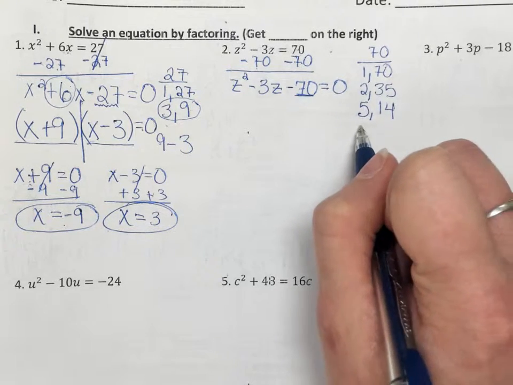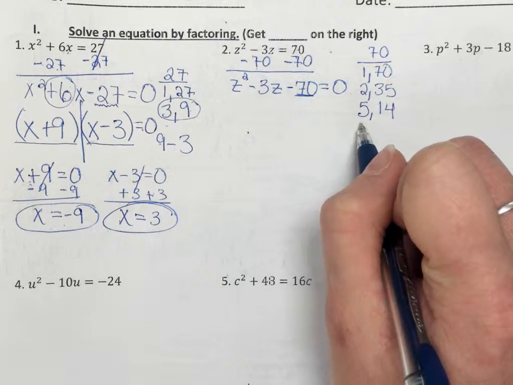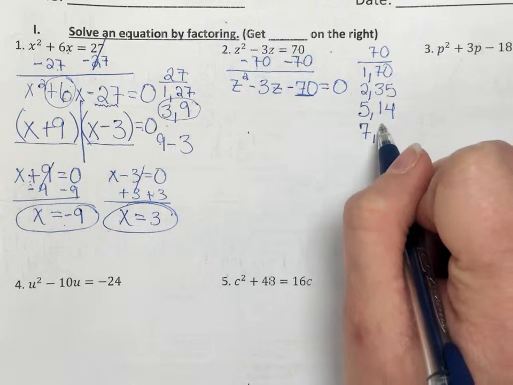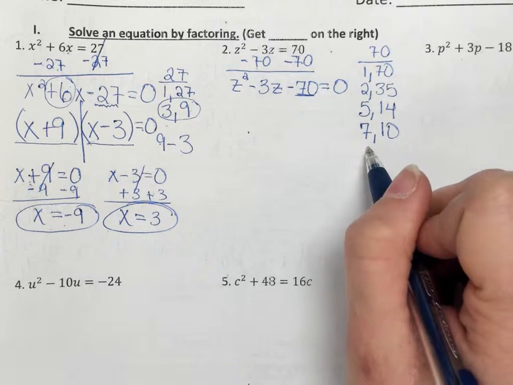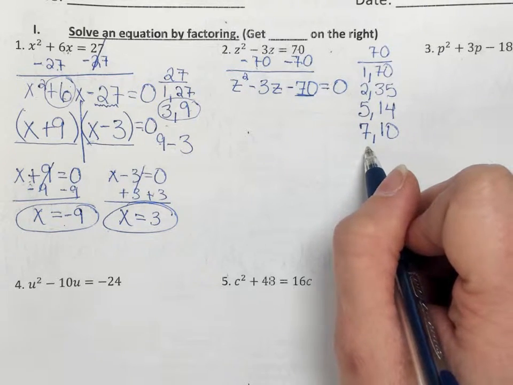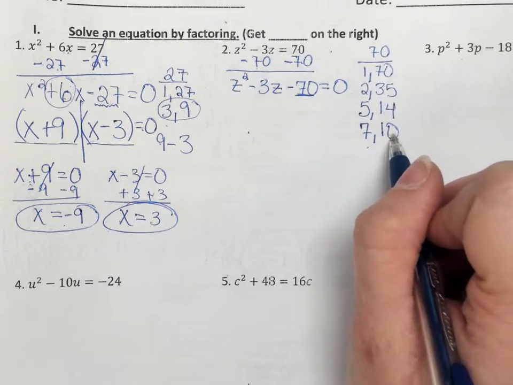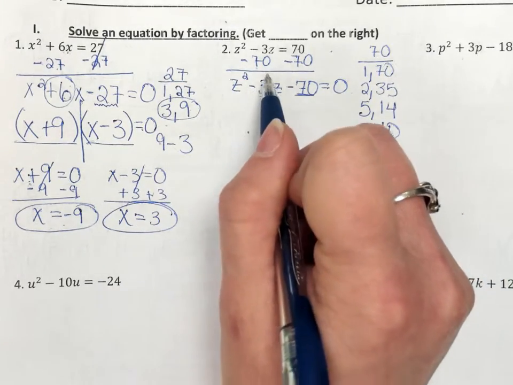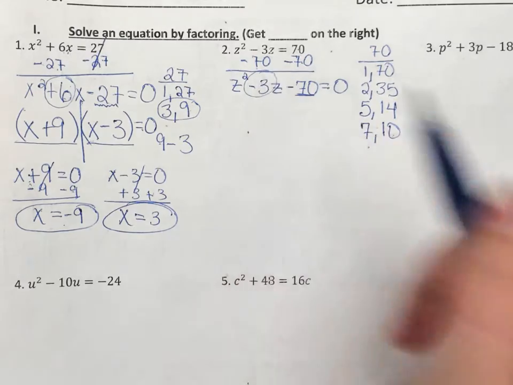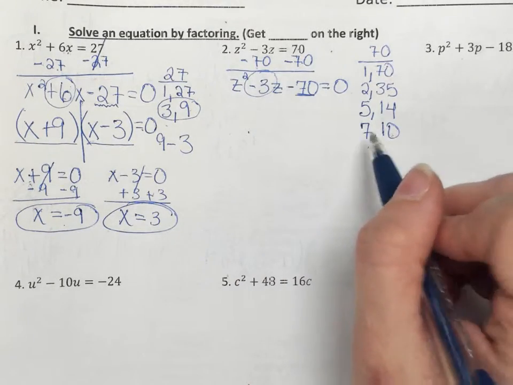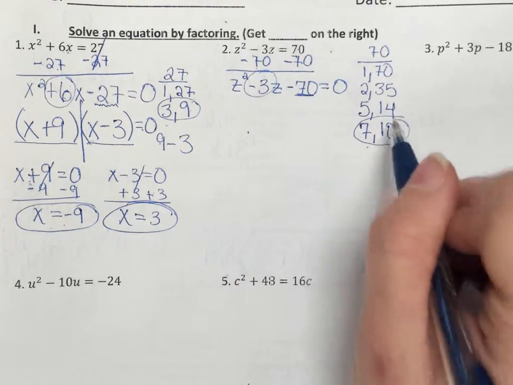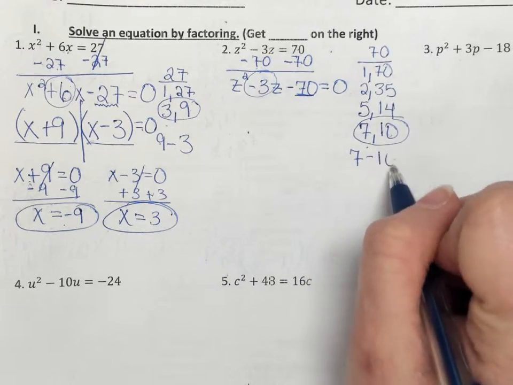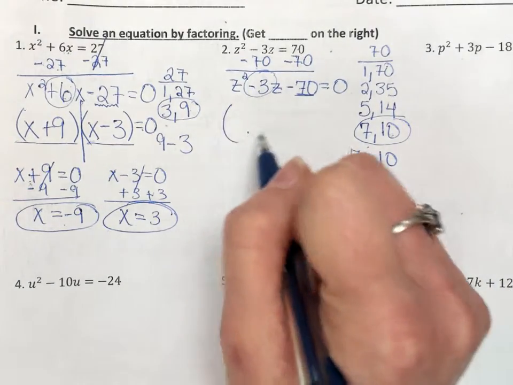Does 6 go? No. Does 7 go? Yes. 7 and what? 10. Does 8 go? No. Does 9 go? No. And I already have 10. Here we go. Which one gives me negative 3? 7 minus 10. Very good.